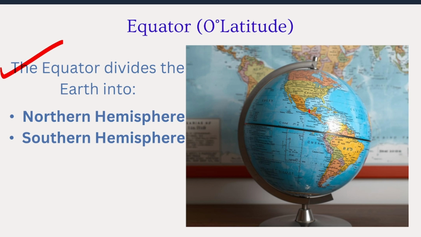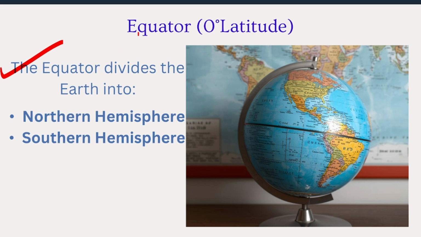So this is how the globe, or the Earth, is divided. The equator is the line which divides the Earth into two equal halves. One half is the northern hemisphere, the other half is the southern hemisphere. So that is what the equator does. The equator is, again, a latitude.